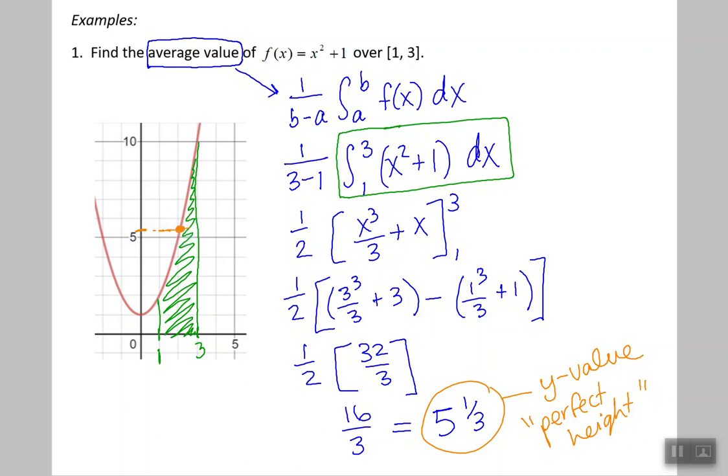So if I could draw that as the height of the one rectangle going from 1 to 3, notice how it looks like it has included a little bit more, but excluded a little bit more, and they look like they about match. So that would probably make sense right there. 5 1/3 is the average value of this function over the interval 1 to 3.